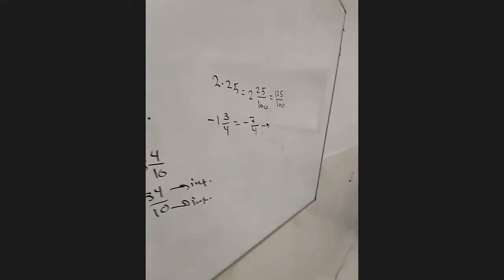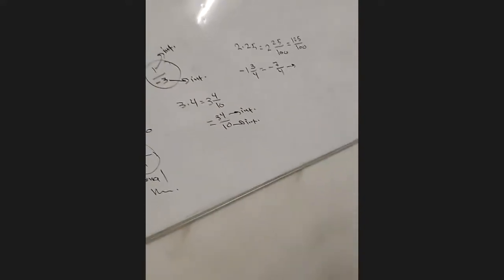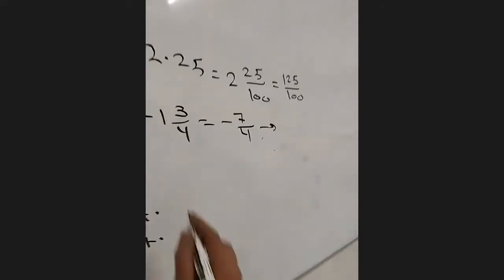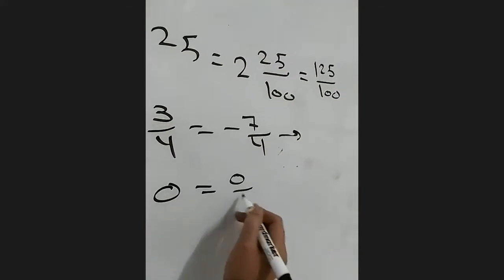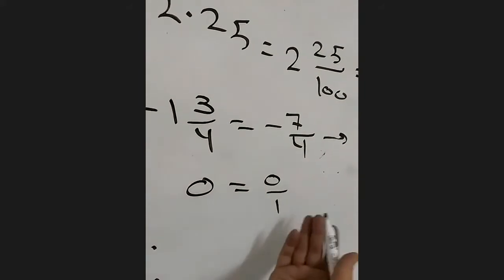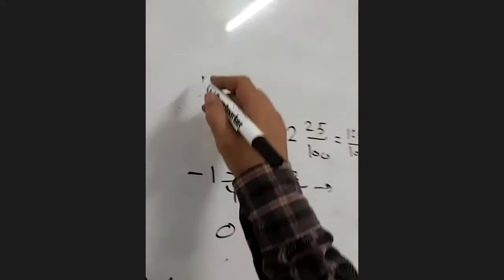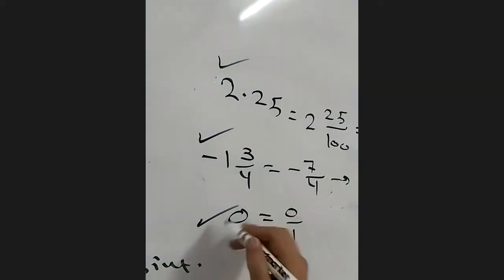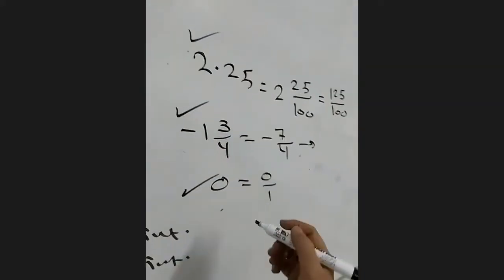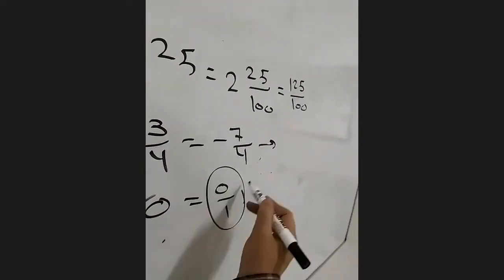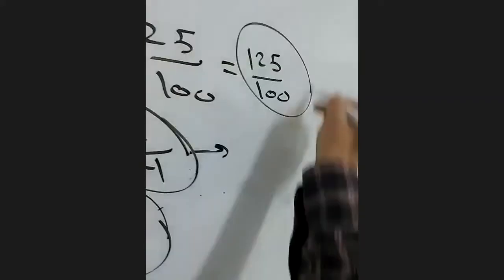Continue. Comma, 0. The number is 0 itself. 0 can be written as 0 over 1. 0 over 1 is 0. So this is also rational. All of these numbers are rational numbers because I can write them as a over b.